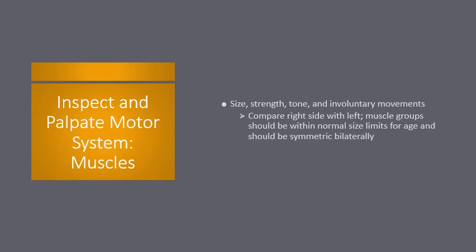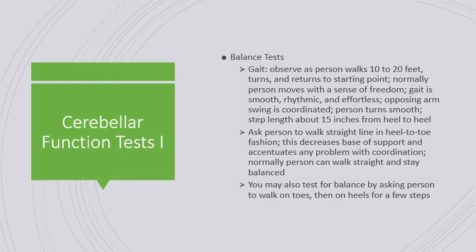All right, so now we're going to inspect and palpate the motor system, so like the muscles, thinking about the size, strength, tone, and involuntary movements. You want to compare the right side with the left side, and the muscle groups should be within normal size and limits for age, and should be symmetric bilaterally. There is some crossover, obviously, between the neuro and the motor exam. So as you're going down after you've done the cranial nerves, you want to do the periphery in conjunction with your musculoskeletal assessment.